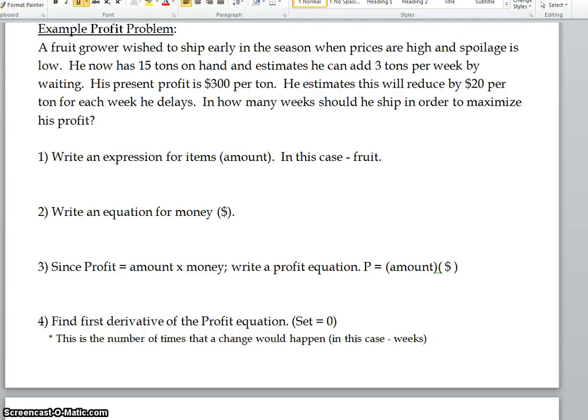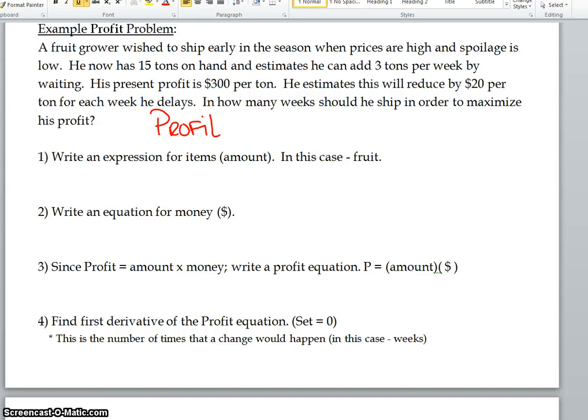All right, second type problem. We've got a fruit grower who wishes to ship early in the season when prices are high and spoilage is low. Right now he's got 15 tons, and he figures that each week he's going to get 3 tons more. He would make $300 per ton right now. He estimates that his profit will go down $20 each week. So the situation here is that I'm looking at maximizing profit.